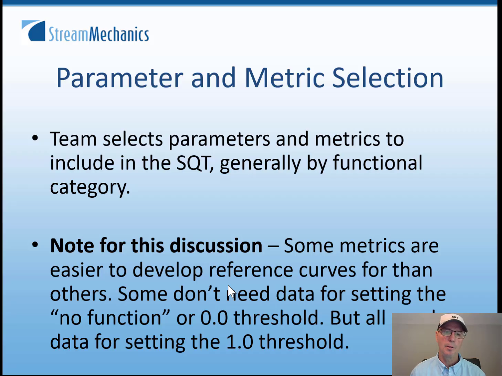And then I'll just note as we move forward that some metrics are easier to develop reference curves for than others. So there are some curves where you don't need data for setting the no functioning or the 0.0 threshold. So I'll show you some examples of that. But I would argue that all of the curves need data for setting that 1.0 threshold.